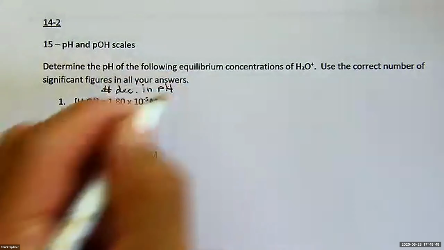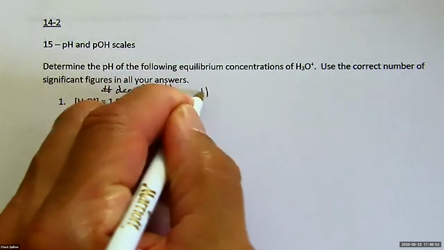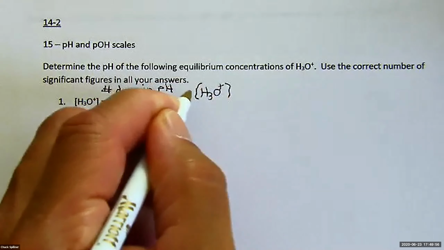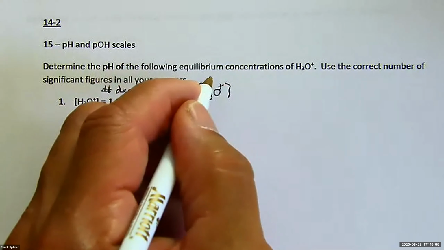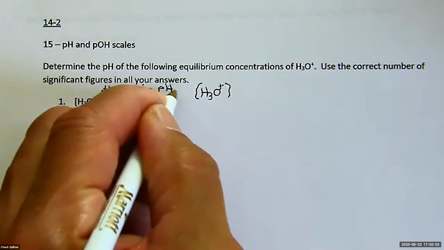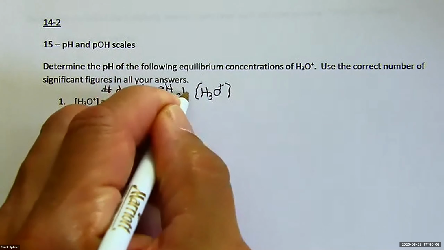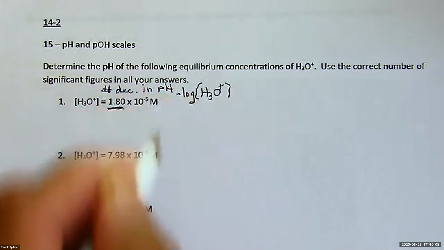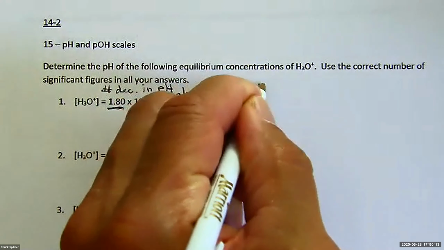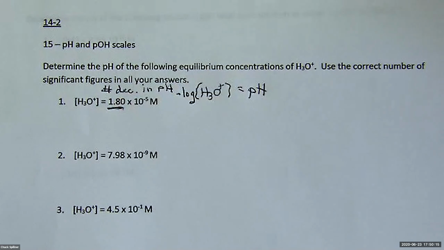So what we need to look at is, we know that H3O plus, remember this, I didn't do that right. Let me say minus the log, there we go, minus the log of H3O plus is equal to pH. So that's the calculation we have to do here. That's what we're going to do for all these. So I'll do the first two, and we'll just calculate the pH.